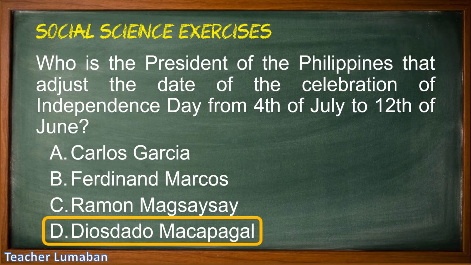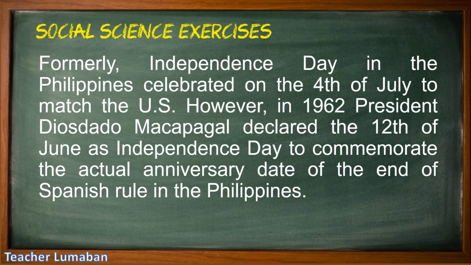Diosdado Macapagal. Formerly, Independence Day in the Philippines was celebrated on the 4th of July to match the United States. However, in 1962 President Diosdado Macapagal declared the 12th of June as Independence Day to commemorate the actual anniversary date of the end of Spanish rule in the Philippines.